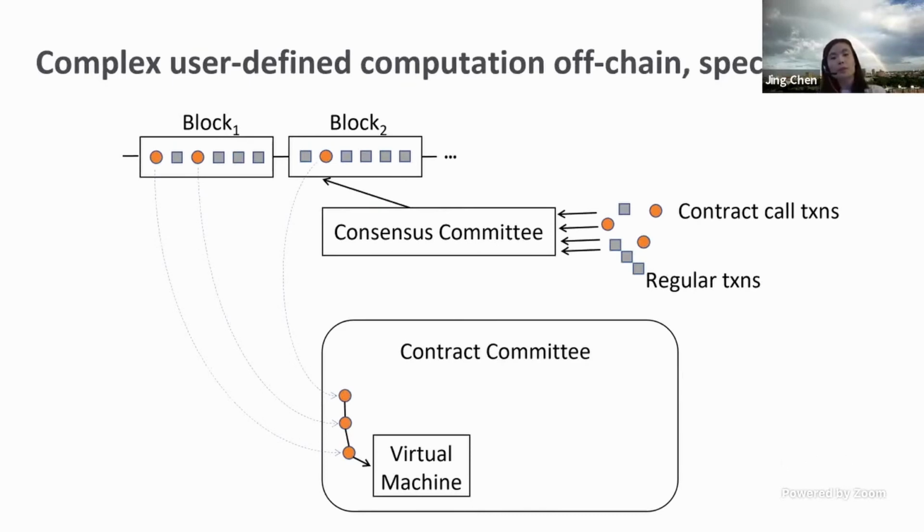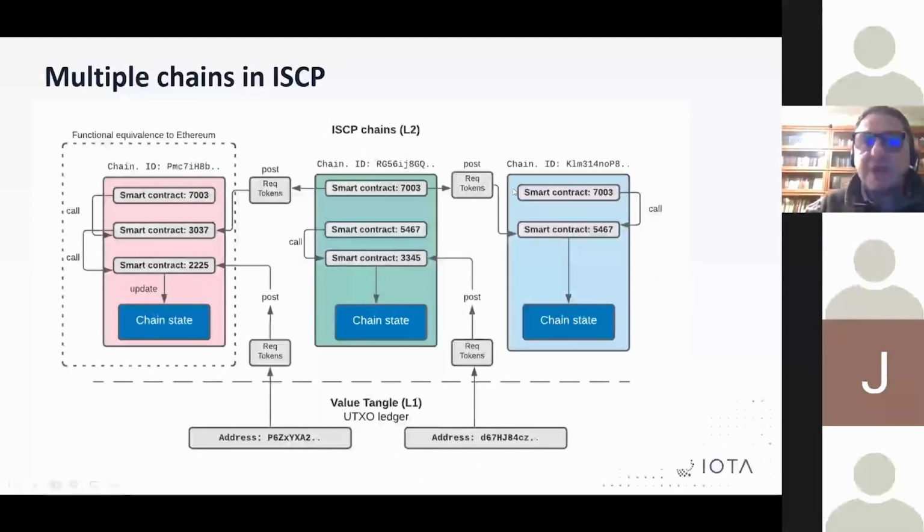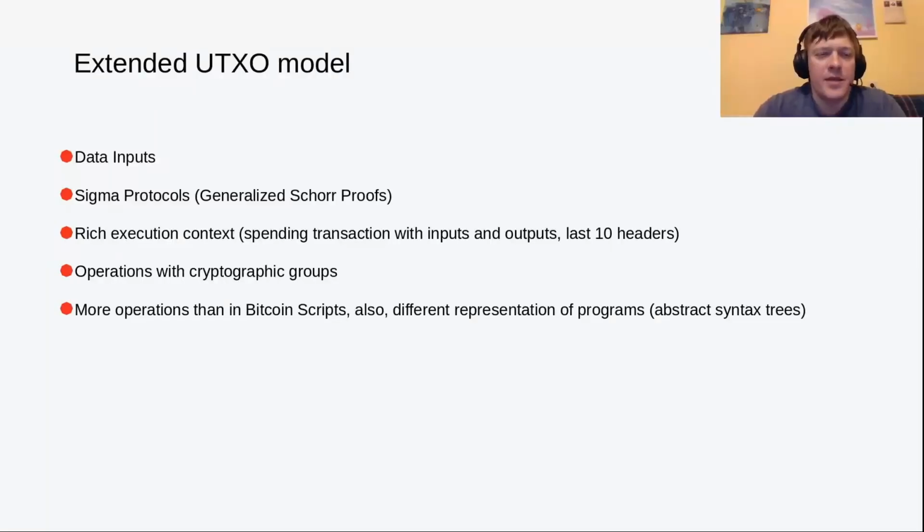Here there would be a new set of contract committee. The selection here is similar to the consensus committee. And here, a single node that belongs to the contract committee actually runs a VM and fetches the contract calls from the blockchain in a deterministic way. We see at IOTA smart contracts as multiple chains, multiple blockchains. Multiple blockchains are all anchored on the Tangle. So this is usage of data, read-only inputs, usage of Sigma protocols instead of simple signatures.